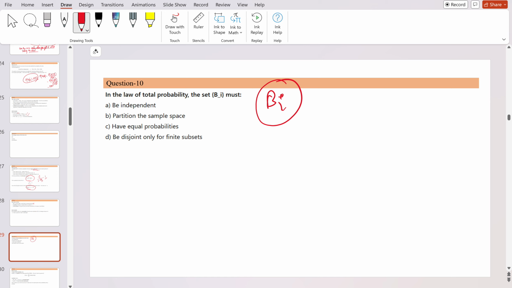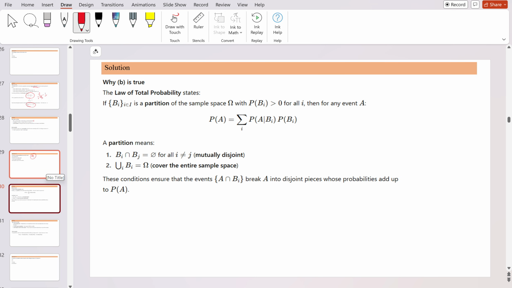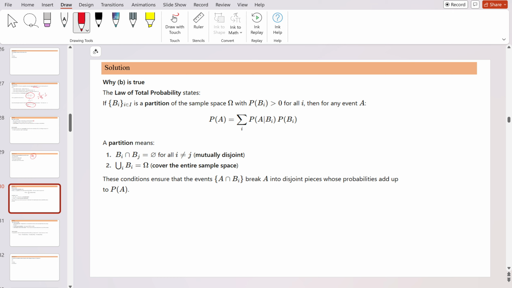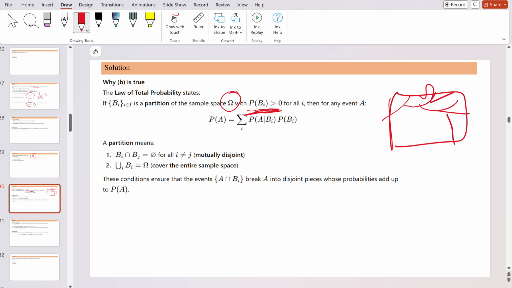So in this problem, the law of probability must hold. The law of total probability says that if Bi, for i belonging to the integers, is a partition of the sample space Omega, with P(Bi) greater than 0. Probability will always be greater than 0, and you have a sample space Omega. So for all i, suppose this is B1, B2, B3, B4. Then any event A is equal to the summation over i of P(A|Bi) multiplied by P(Bi).